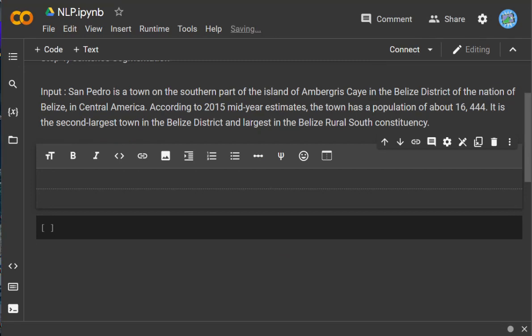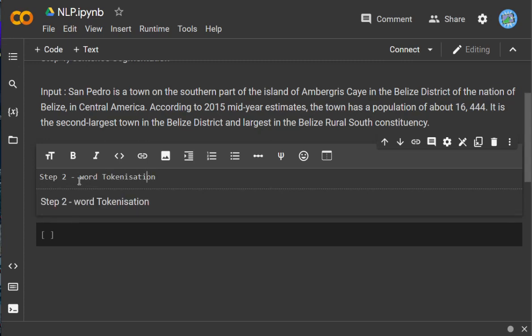Now step 2 of the pipeline will be word tokenization. So let me write it. Step 2, which is word tokenization. Okay, with that set.